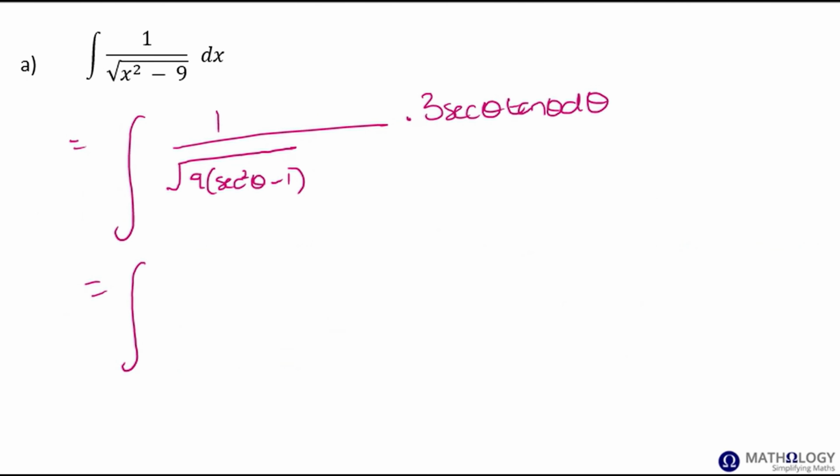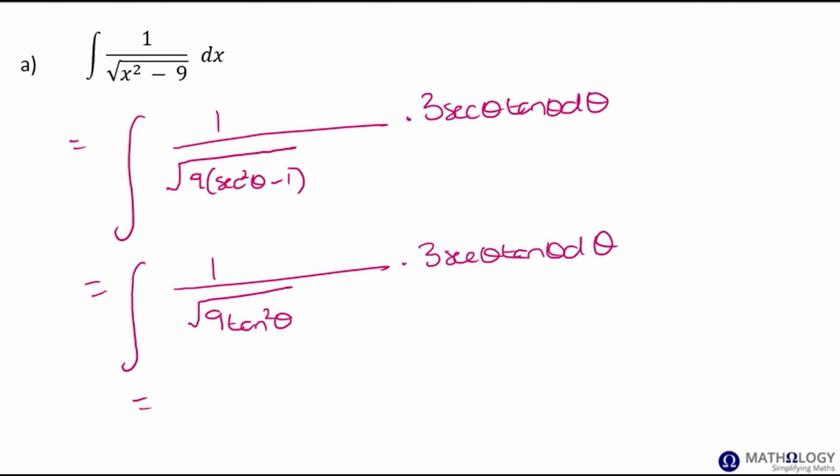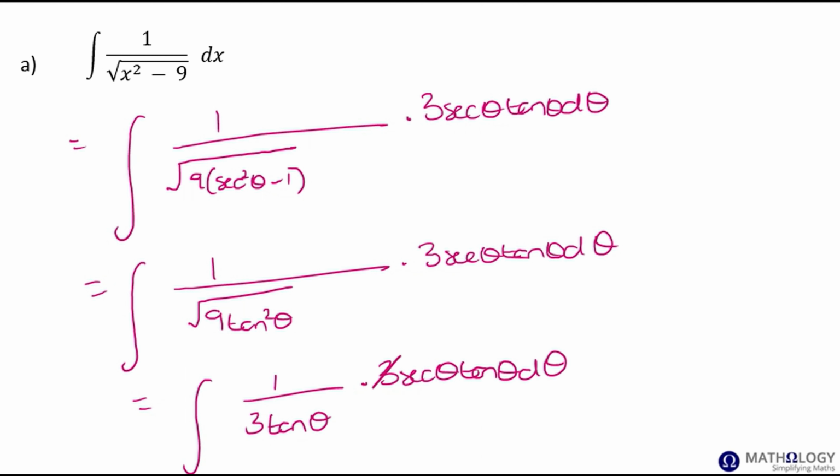That equals the integral of 1 over square root of 9. Now sec squared theta minus 1 is tan squared theta, that's one of your square identities, times 3 sec theta tan theta d theta, equals the integral of 1 over the square root of 9 is 3, and the square root of tan squared theta is just tan theta, times 3 sec theta tan theta d theta. We can cancel the 3's as well as the tan thetas, so we're left with the integral of sec theta d theta.